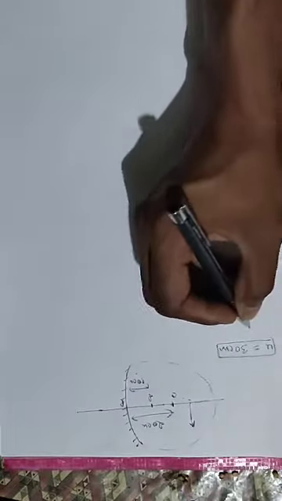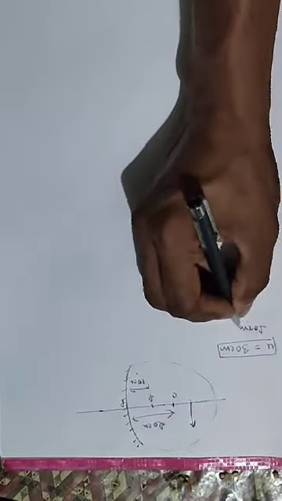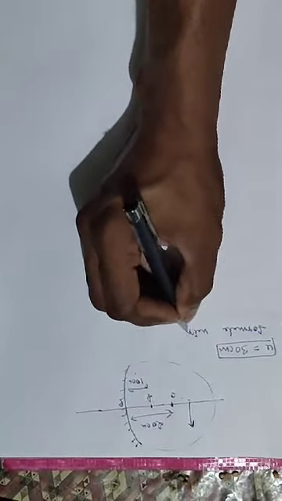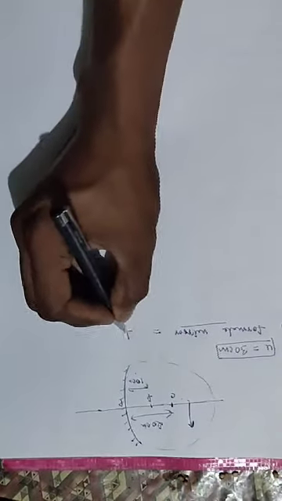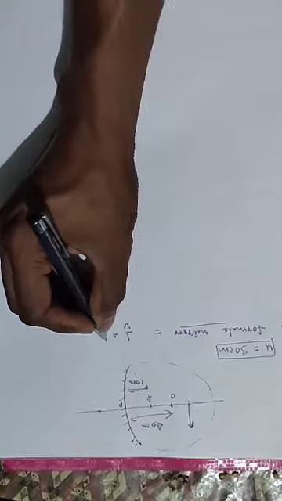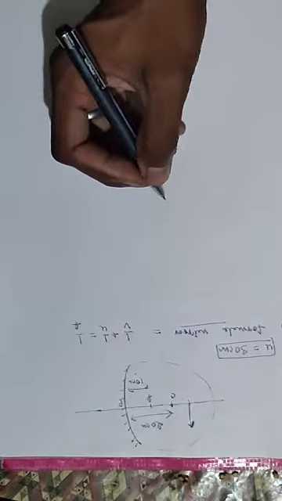So one formula I am giving. That formula is called the mirror formula, meaning 1 upon v plus 1 upon u is equal to 1 upon f. This is called the mirror formula.